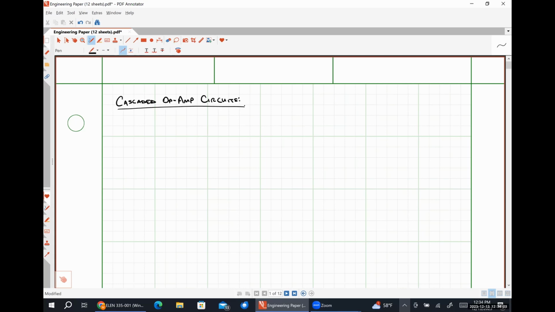In the most basic form, a cascaded op amp circuit is literally nothing more than chaining the output of one op amp circuit to the input of another op amp circuit, and so on and so forth, in order to do more things. So I'm going to draw a simple negative feedback cascaded op amp circuit here. Let's say that we have something like this.